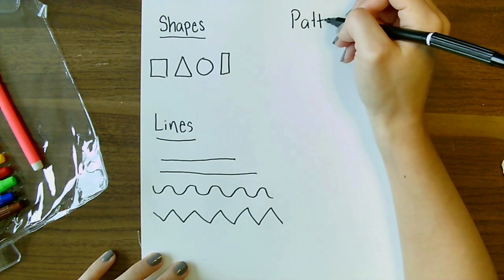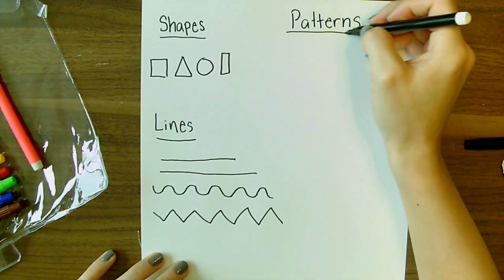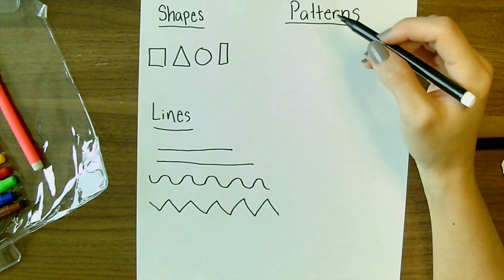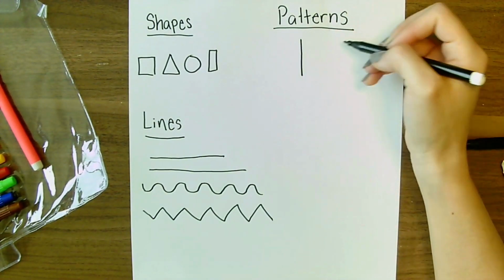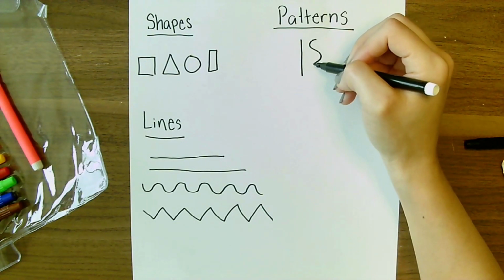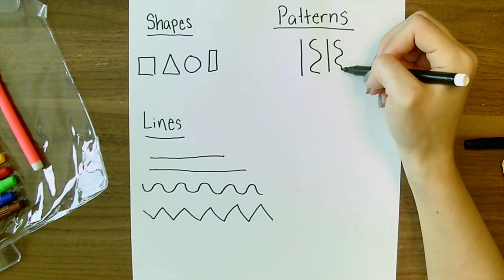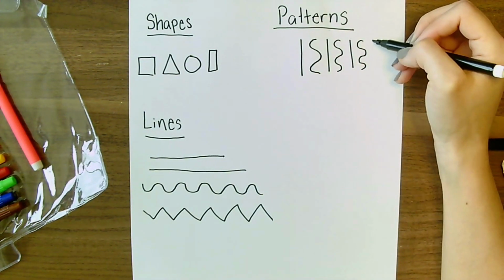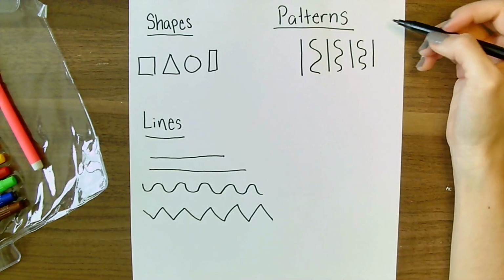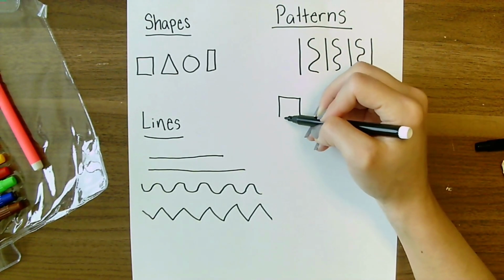All right, so we looked at shapes and lines, and if you need to go back, please definitely go back. Let's go ahead and take a look at a pattern. Now, a pattern is anything that repeats itself over and over again. So, for example, maybe I'll do a pattern based off lines, and I'll do one straight line, one squiggly line, one straight line, one squiggly line, one straight line, and one squiggly line. So, just repeating that over and over and over again.